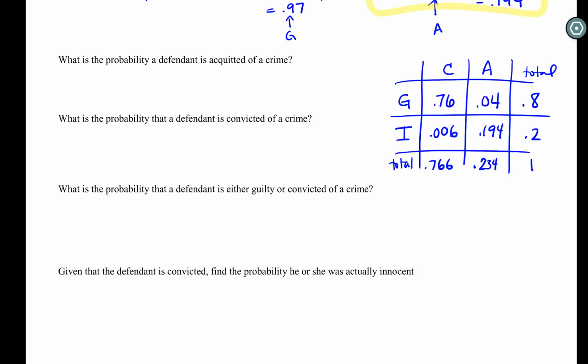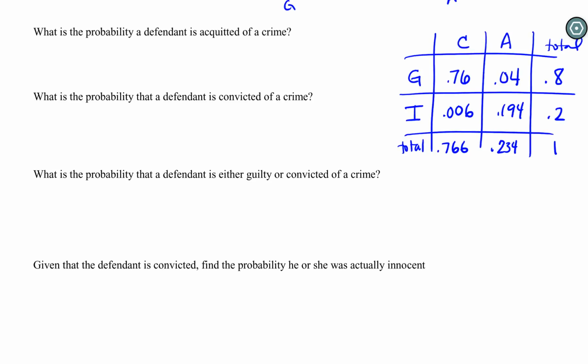So if you want to take a moment, pause, try out answering these 4 questions now that you have this sweet table. Okay, so our first question just says probability of being acquitted. Nothing about guilt or innocence. So this is just A alone. From the table, this is easy. There it is, A by itself. We don't want A and anything, we just want A by itself.